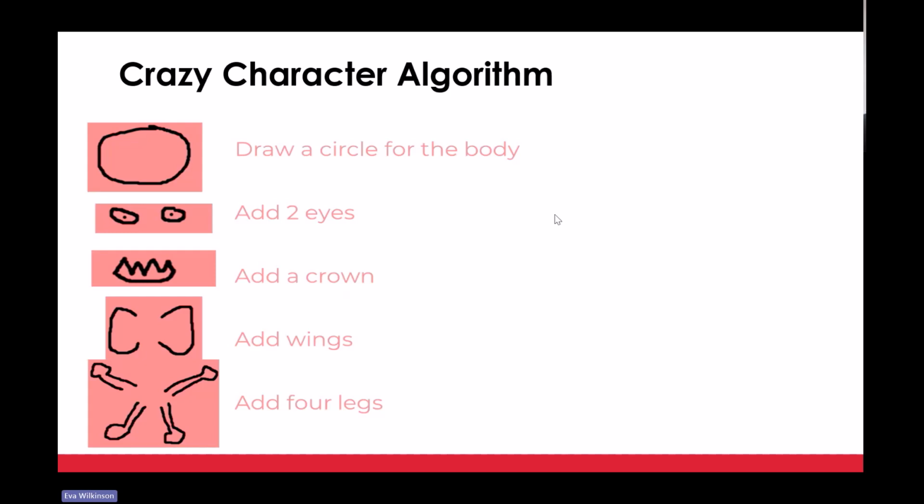So we're going to do something now which is called debugging. So we're going to go back and we're going to look at our algorithm and think, what could we have improved? What could we have done differently so that we all ended up with the exact same end point? Does anyone have any ideas?